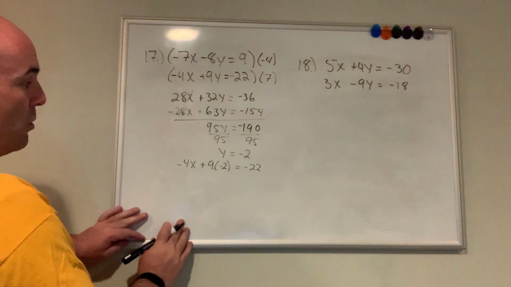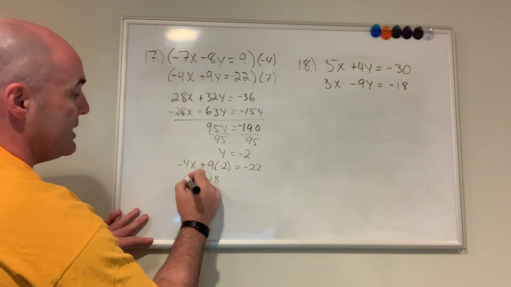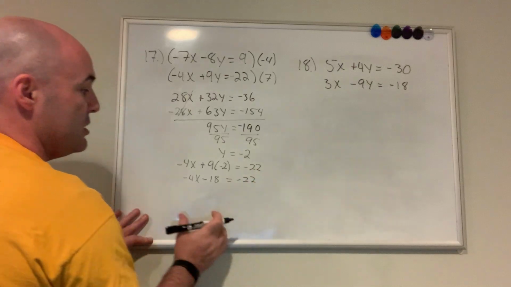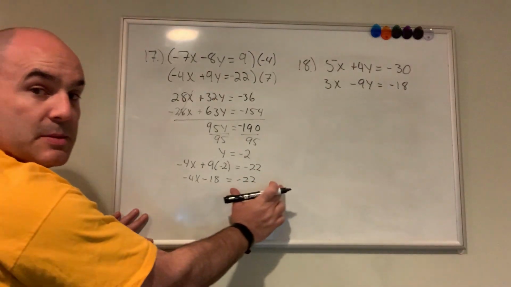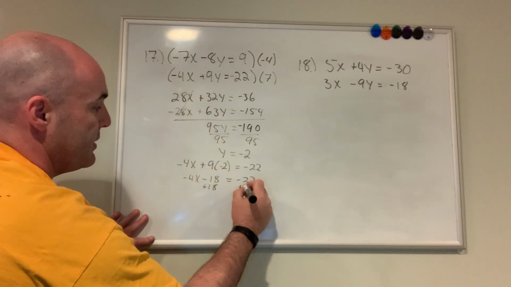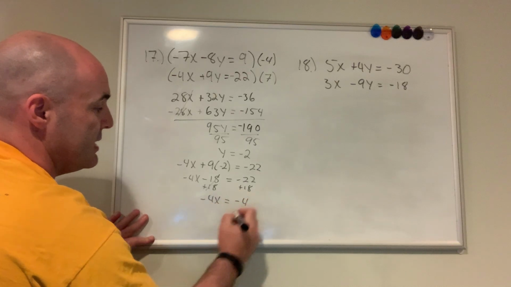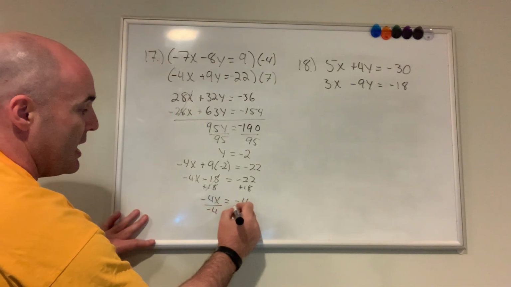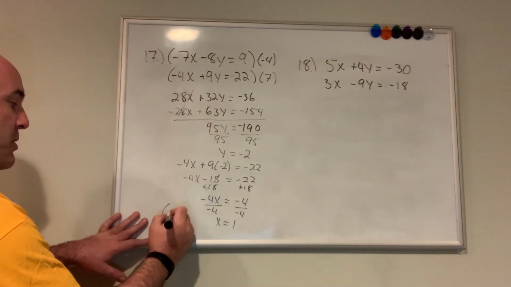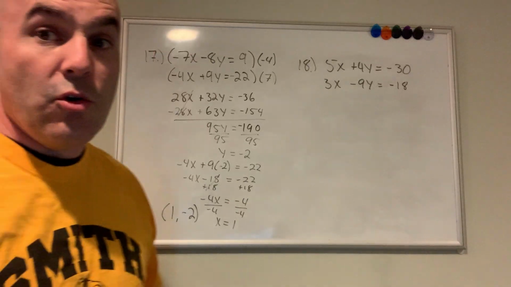And we'll go ahead and simplify. 9 times negative 2, that's negative 18. So I've got negative 4x minus 18 is equal to negative 22. I'm simplified on the left, I'm simplified on the right, so let's go ahead and solve. We'll add 18 to both sides. This gives me negative 4x is equal to negative 4. Divide both sides by negative 4, and x is equal to positive 1. So we have the point (1, negative 2), where those two lines are going to cross.